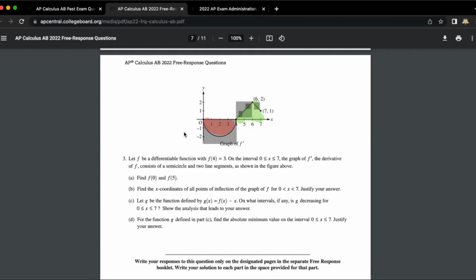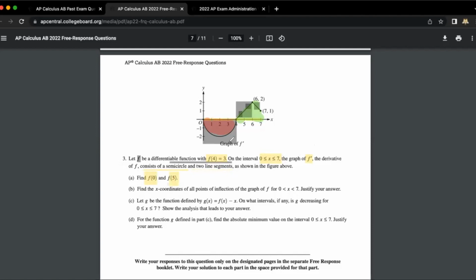It's not too bad. So f is a differentiable function with f of 4 is equal to 3. So we definitely need that, all right? We're going to use that. F of 4 is equal to 3. On the interval of 0 to 7, which we can see, the graph of the derivative of f consists of a semicircle and 2 line segments, as shown in the figure above. Okay, so find f of 0 and find f of 5.